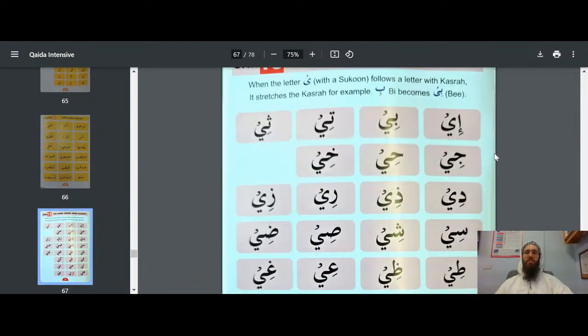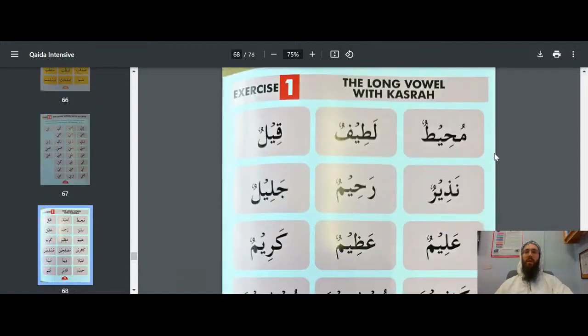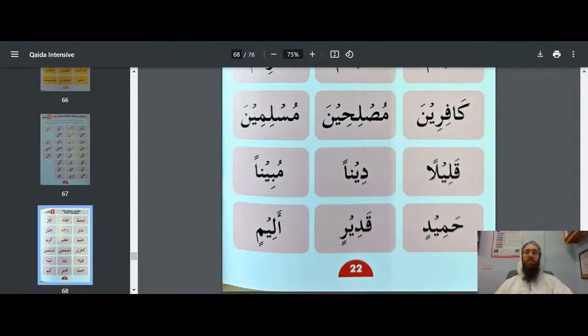Now practicing with the kasra. I, bi, ti, thi, ji, hi, khi, di, dhi, ri, zi, si, shi, si, di, ti, dhi, i, ghi, fi, qi, ki, li, mi, ni, hi, wi, yi. Long vowels. Muhitun. Practice these.